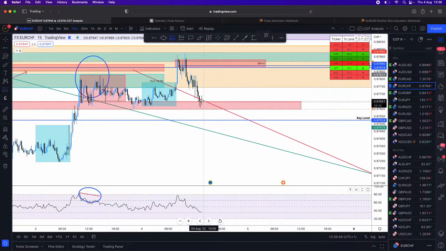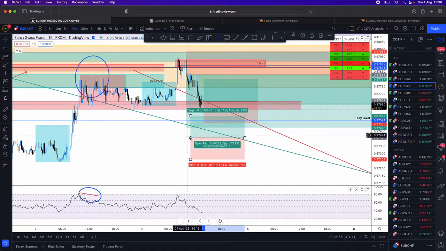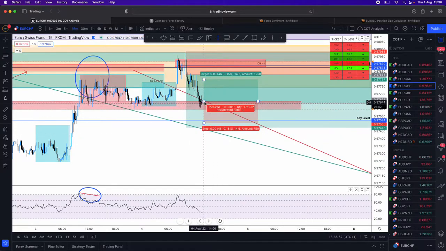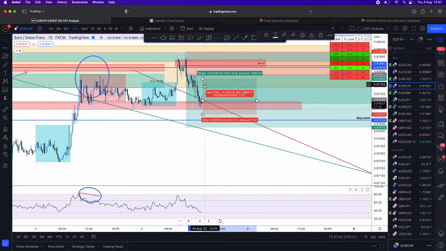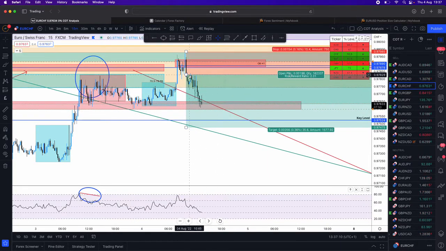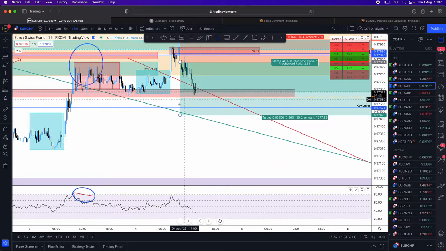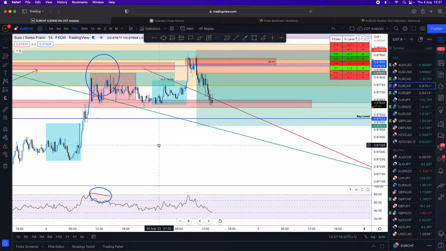People will probably be buying now because they can see that. Sorry, my computer just went a bit crazy. So people will probably be buying here because it's at this level of support. Their stops are going to be somewhere here, targeting up there. So I do think that is going to eventually just break this low. But hopefully people have got into this trade and secured some profit and are at break even already.